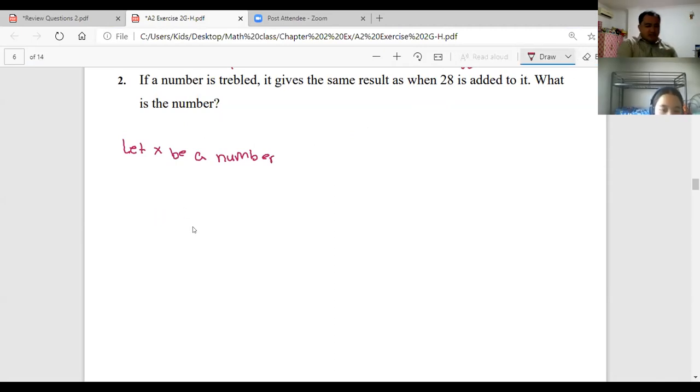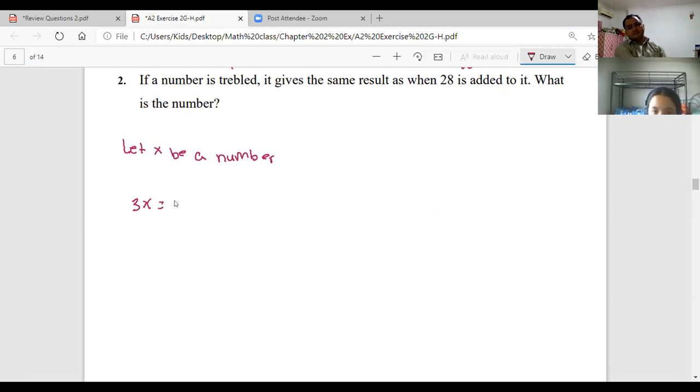Okay, 3x. After this, you should not make such mistakes because we practice a lot. Always the number is written in front of the variable, right? Trebled means we are multiplying x by 3. We are not multiplying 3 by x. Okay, very good. It's trebled. Then continue, give the second part.